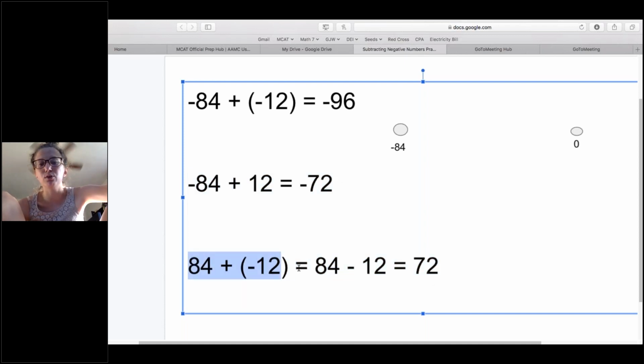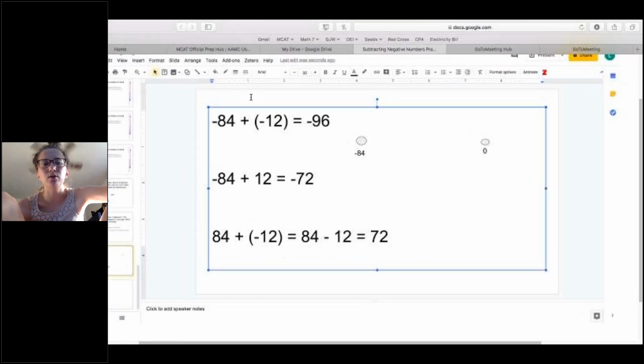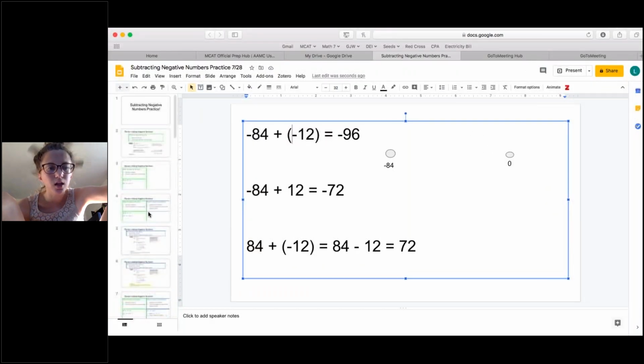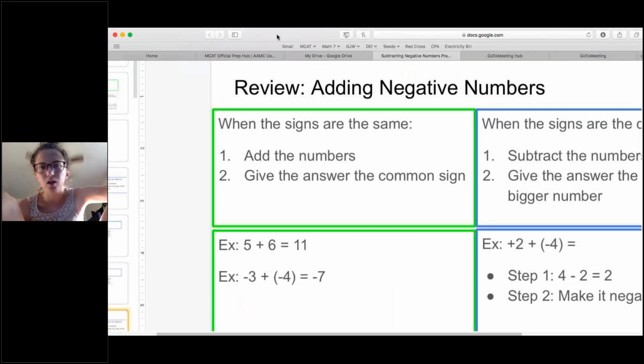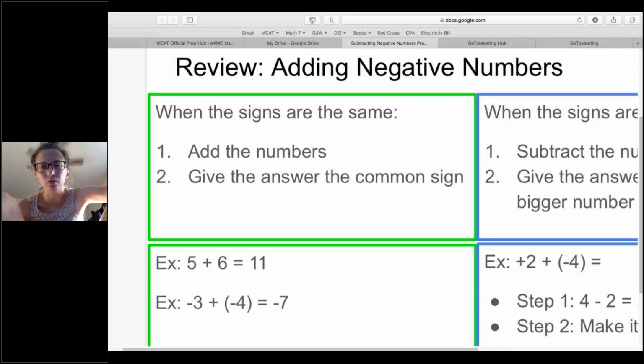In this one down here, we used keep change flip to think about it like subtraction. In this one, you thought about addition rules to think about it as subtraction. In this one, it's negative because the 84 was negative and the 84 is bigger. In this one, it's positive because the 84 is positive. So if you can turn all of them into subtraction and subtraction into addition, that's great. My one big takeaway that I want to remind you of, and I'm going to go back to the beginning to show you these rules. You all needed these.